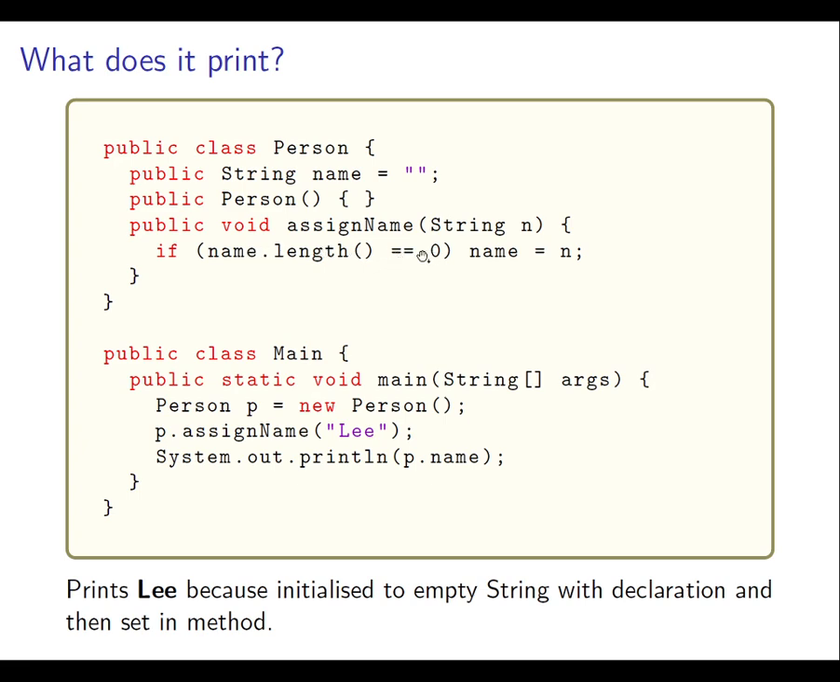We will indeed find that it's 0 because it starts off being the empty string, and so we will assign to the instance variable name the new value n, which was passed in as an argument to the assigned name. That is going to end up being Lee, and so when we print it, we're going to get Lee printed out.